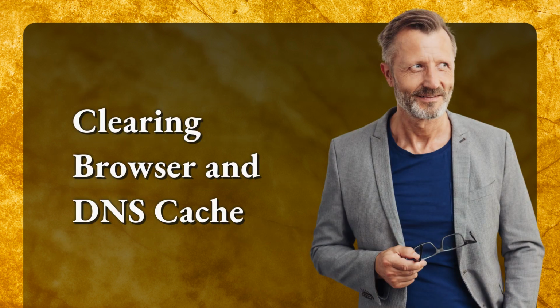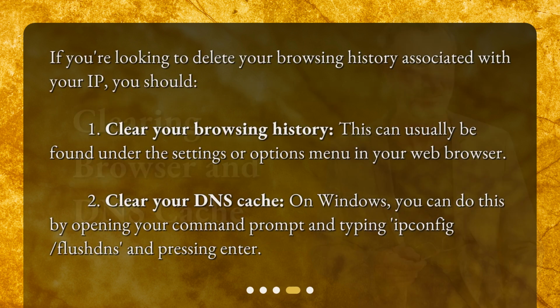Clearing browser and DNS cache. If you're looking to delete your browsing history associated with your IP, you should 1. Clear your browsing history. This can usually be found under the Settings or Options menu in your web browser. 2. Clear your DNS cache. On Windows, you can do this by opening your command prompt and typing ipconfig /flushdns and pressing Enter.